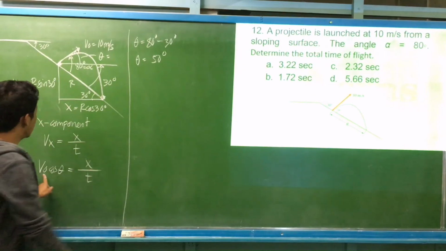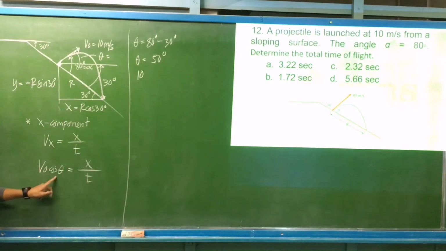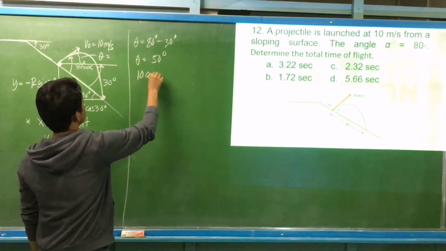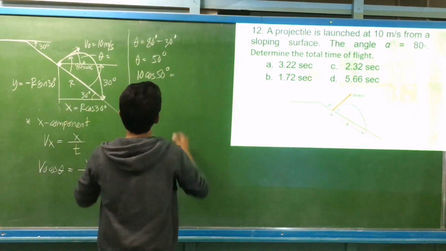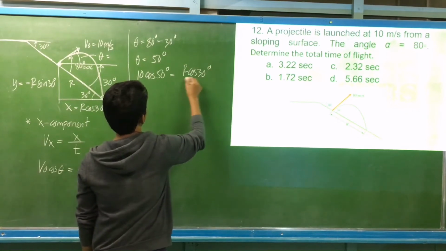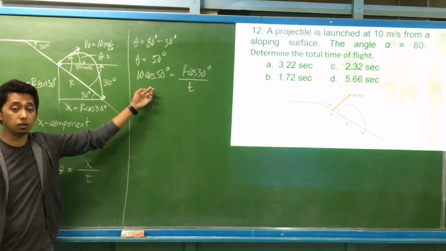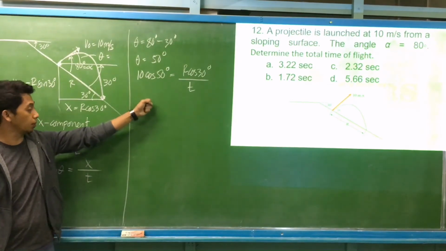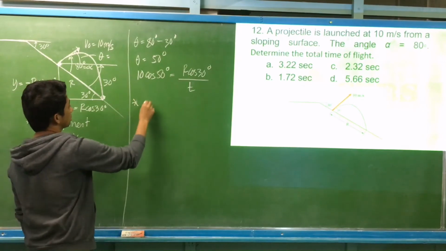Okay, we have the initial velocity, that is 10. We have 10 cosine of 50 degrees is equal to x. What is the equivalent of x? We have r cosine of 30 degrees divided by the time. This is our equation using the horizontal component or the x component. How about the y component?